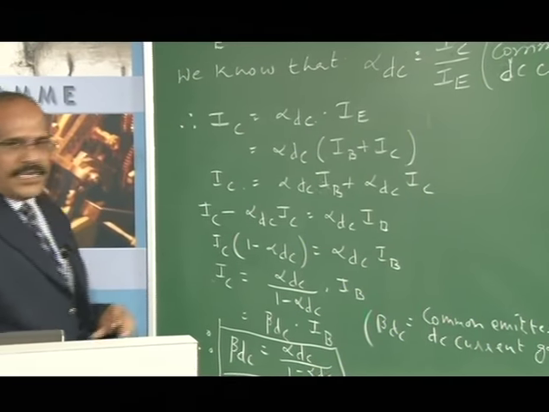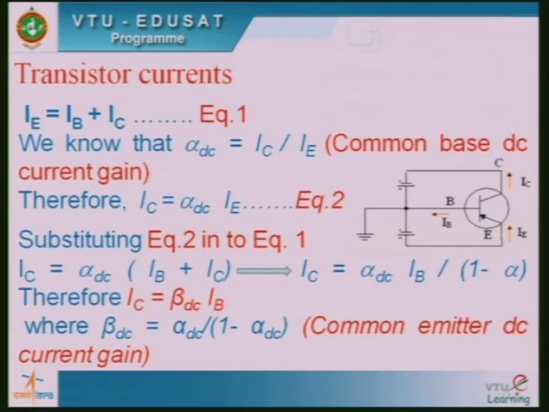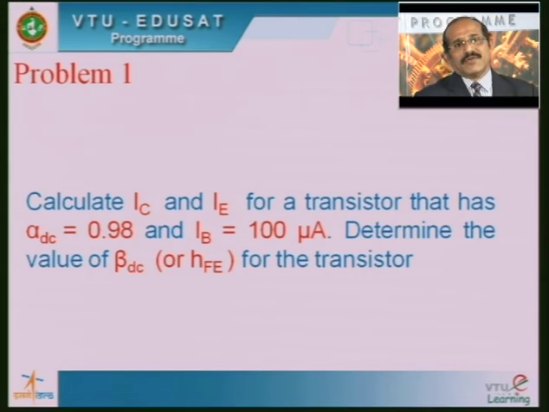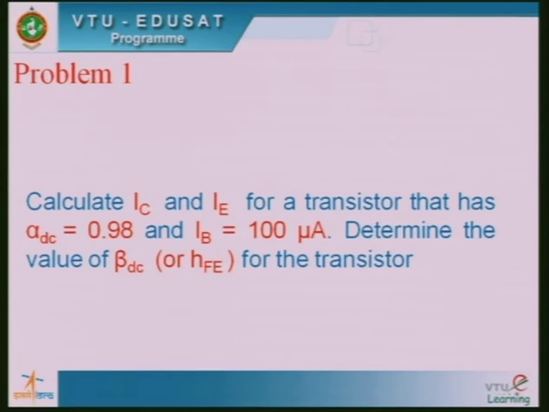Now let us solve one or two problems using this. The first problem statement says: calculate IC and IE for a transistor that has alpha DC, the common base DC current gain, equal to 0.98, and the base current equal to 100 microamperes. We also need to determine the value of beta DC or hFE of the transistor. Let us solve this problem and see what exactly the solution is.